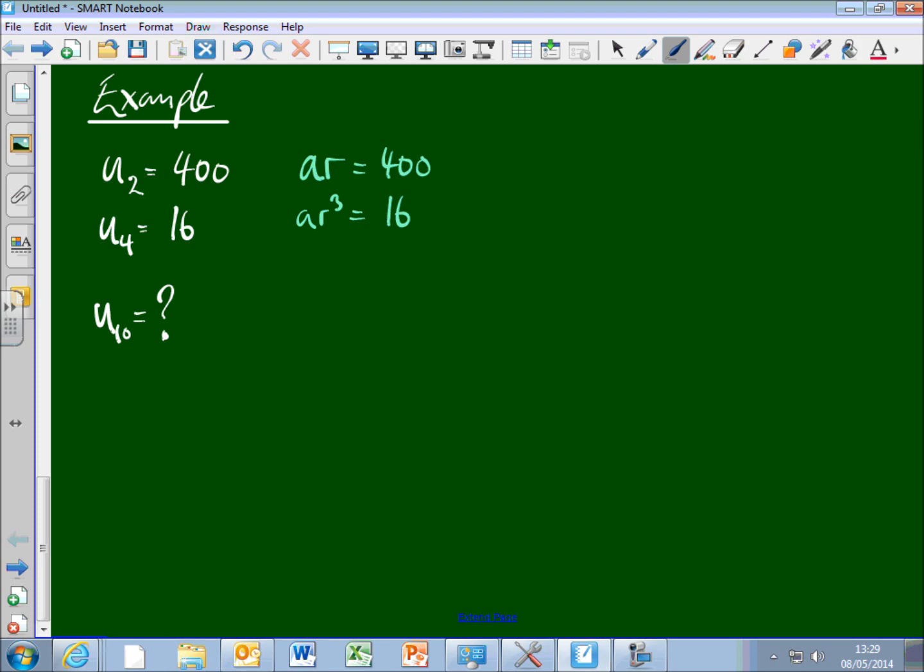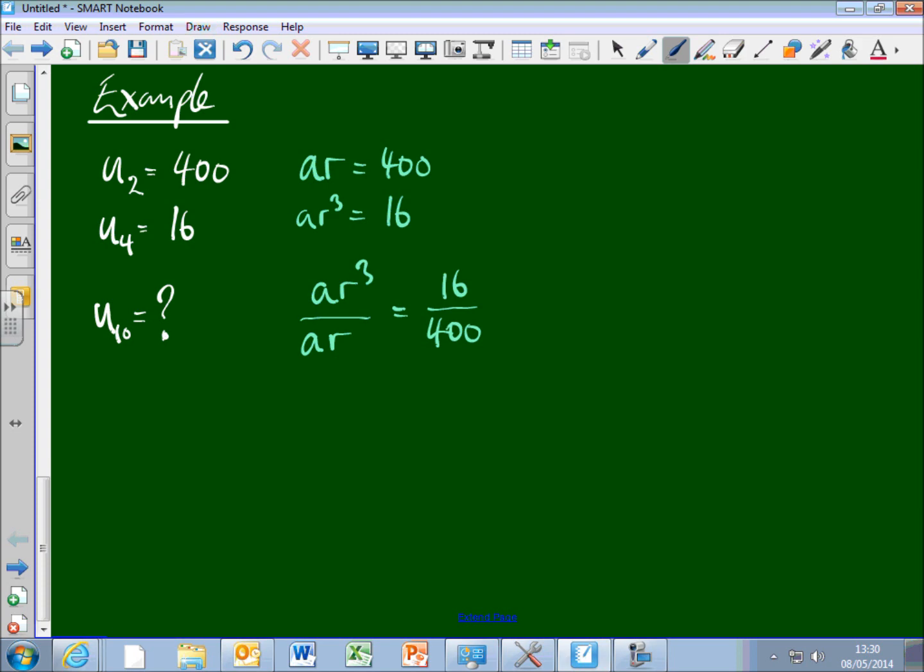So what you're saying is you want to divide these two, yeah? It doesn't matter which way you do it, but I would suggest we divide these two things. The one with the higher power of R you want to go on the top. So what Shanice is saying then is, if this is the second term, AR equals 400, and this is the fourth term, AR cubed equals 16, divide them. AR cubed divided by AR should therefore be 16 divided by 400. Do you agree with that?